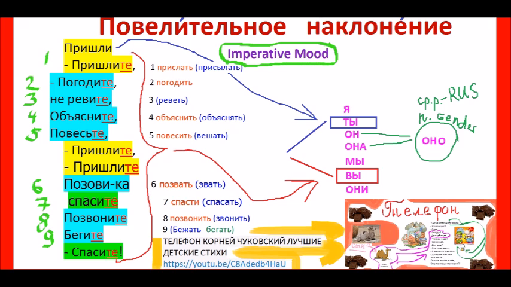This was different here. Informal. Позови, call, or позовите, polite, formal, позовите, call. Спаси, спасите. Спаси, save, and formal, you save. Позвони, позвоните. Call, by phone, позвоните. Беги, run, бегите, you run, formal or plural.